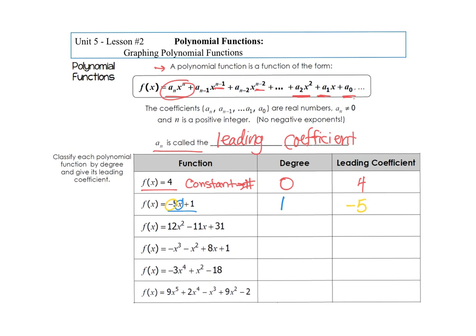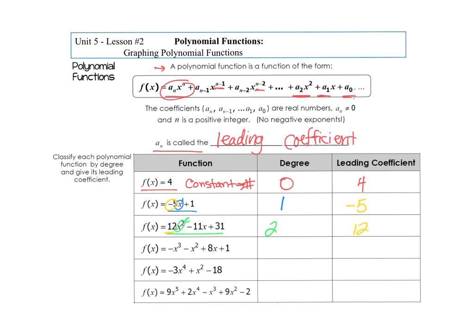Okay, let's move on. We have f of x equals 12x squared minus 11x plus 31. The highest powered variable here is my x squared. So we would call this a degree of 2 because that 2 right here is the highest power in the whole problem. And the leading coefficient, again, comes from the number in front of that x squared that told us the degree. So the leading coefficient is 12.